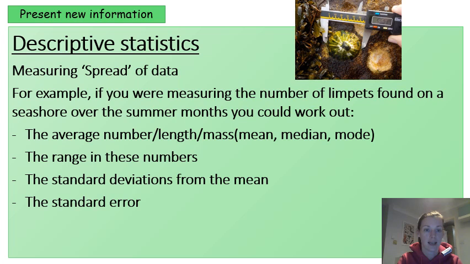So when we take data at A-level biology, we're going to be thinking about the statistics that we take from that. So there's 2 different types of statistics. We've got descriptive statistics, and they are things that describe the data that you've got. So averages, range, standard deviation, and standard error. So we're going to be looking at specifically standard deviation today.